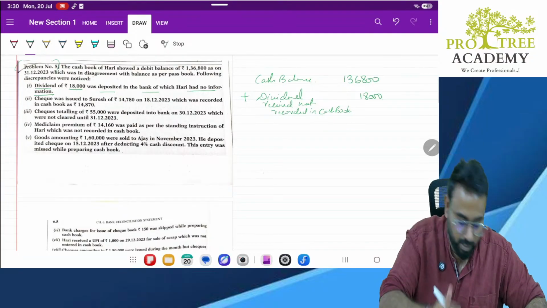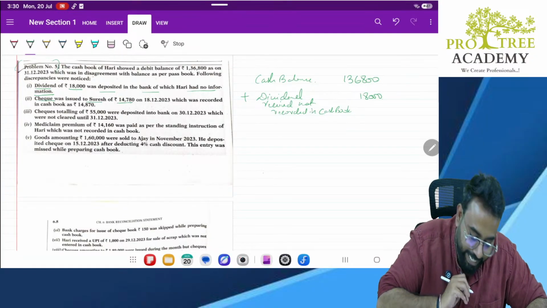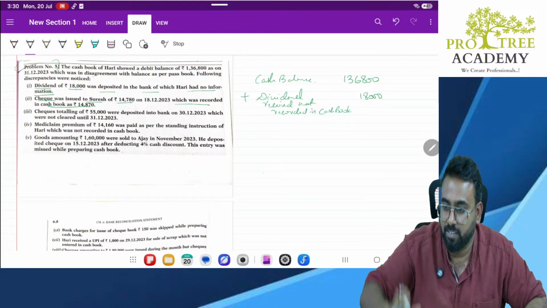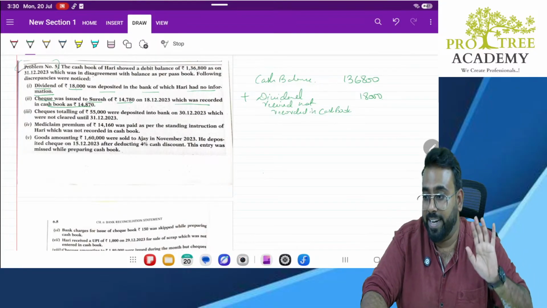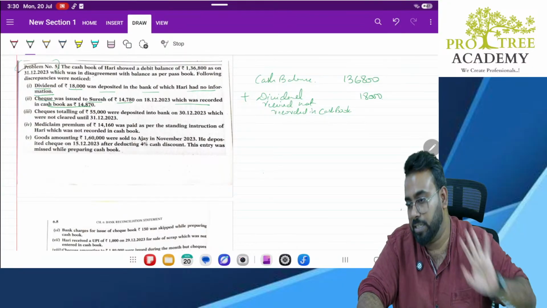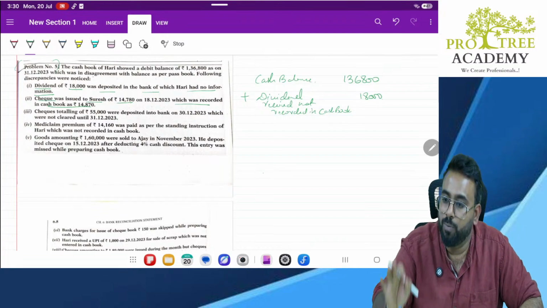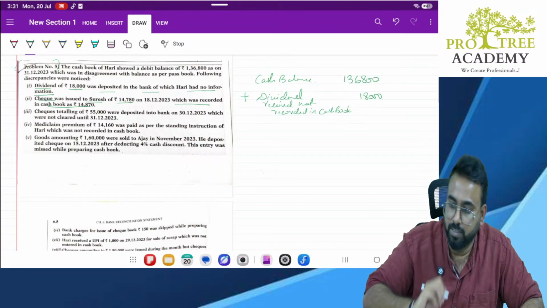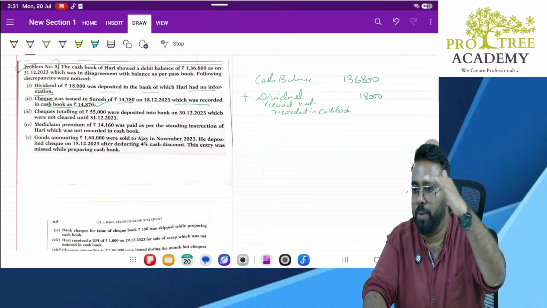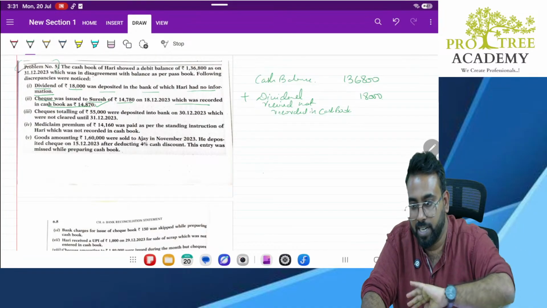Clear? Next. Check was issued to Suresh of 14,780, which was recorded in the cash book as 14,870. Now first let's rectify the error they have done. Let's not go by net because I want every student to understand. Sir, have I already recorded the payment? Yes. How much is it? I have recorded this much. Correct? But is that correct? No. So when I record the payment, I would have already deducted it. Now I need to reverse that. So what should I do?